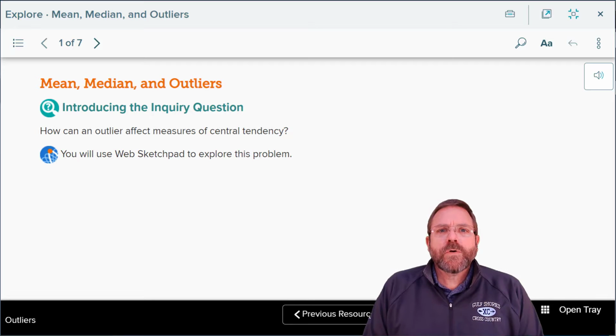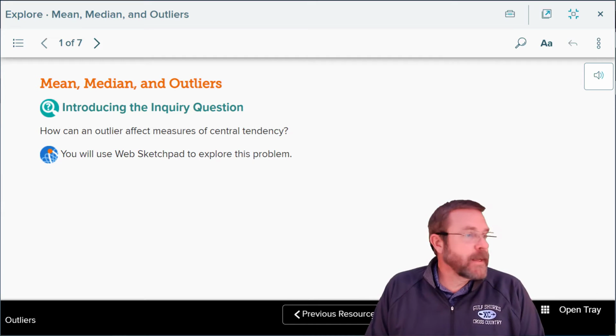Welcome back to part 2 of Module 10, Lesson 5, where we're looking at outliers. We're going to start this part of the lesson off by seeing how an outlier affects the median and the mode of a data set. So let's get into this.